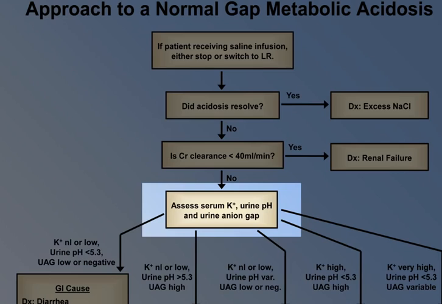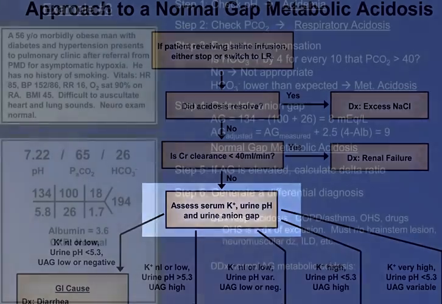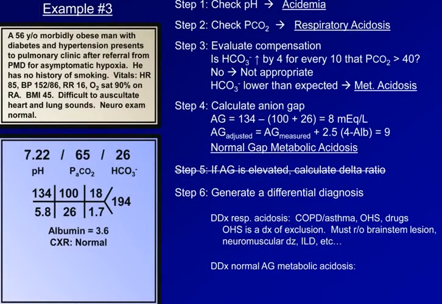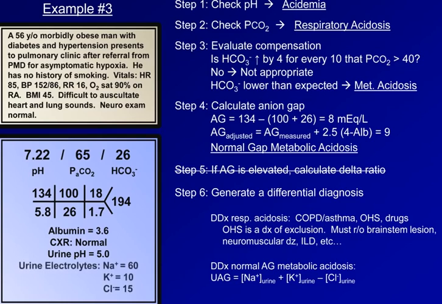which is to assess serum potassium, urine pH, and the urine anion gap. Returning to the patient, we see that the potassium is a little high at 5.8. We check the urine pH and see it is 5.0. Next is the urine anion gap, which is calculated as urine sodium plus urine potassium minus urine chloride. So let's check those and plug them into the equation. 60 plus 10 minus 15 is 35 milliequivalents per liter, which is above the cutoff value of 20. Therefore, we would label this urine anion gap as elevated.